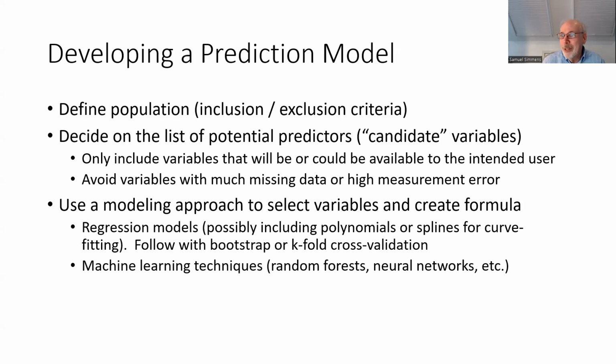So then you pick a modeling approach to actually select the variables. You might start with, say, 20 variables or 30 variables. Sometimes with machine learning, people may start with 3,000 variables, but usually it's a much smaller number, and you want to reduce it to those that are most relevant, most important for prediction. And so there are two basic approaches.